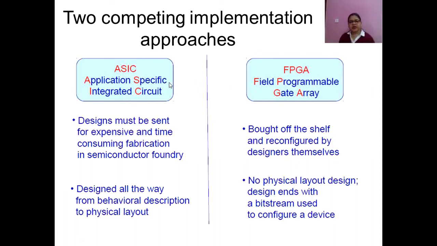Like ASIC is an application specific integrated circuit. FPGA, we can say, is a reconfigurable module. So if I compare these two, the design must be seen for expensive and time consuming fabrication in a semiconductor foundry. Why? Because for each and every application, a specific circuit has been developed. And if I talk of an FPGA, it is bought off the shelf and reconfigured by designers themselves. Like the designers themselves can reconfigure for the new functionality.